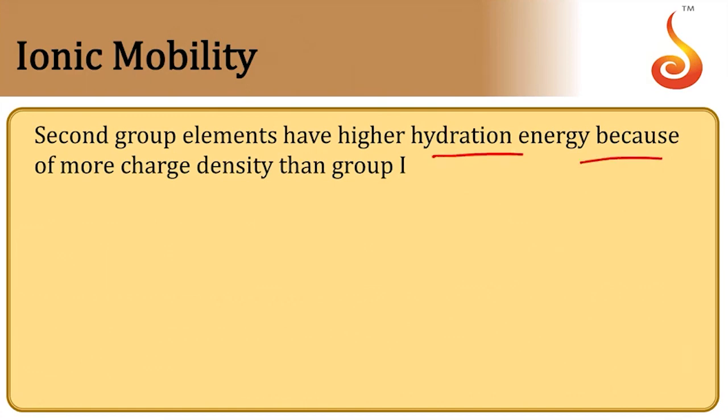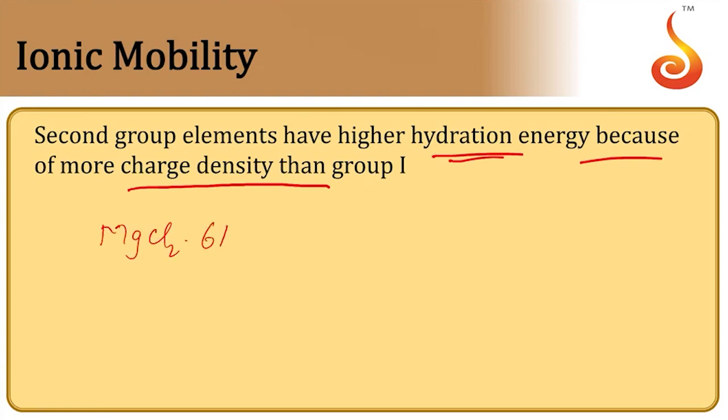Then second group elements. Second group elements have higher hydration enthalpy because of more charge density. That is, they have a smaller size and they also have a larger charge. So therefore they are going to have more charge density. And because of these hydration enthalpies only, the second group metal salts exist mainly as hydrated salts.